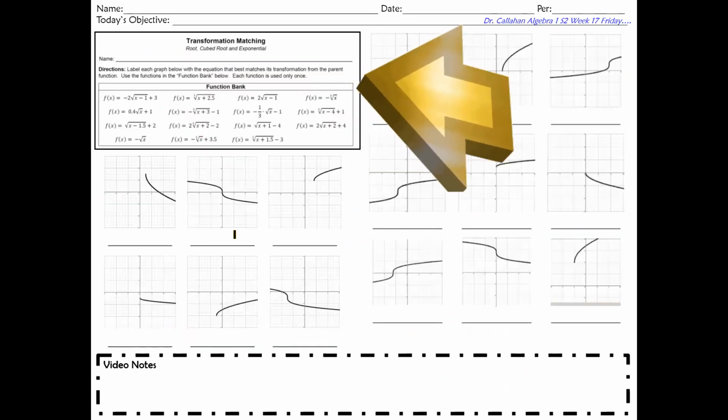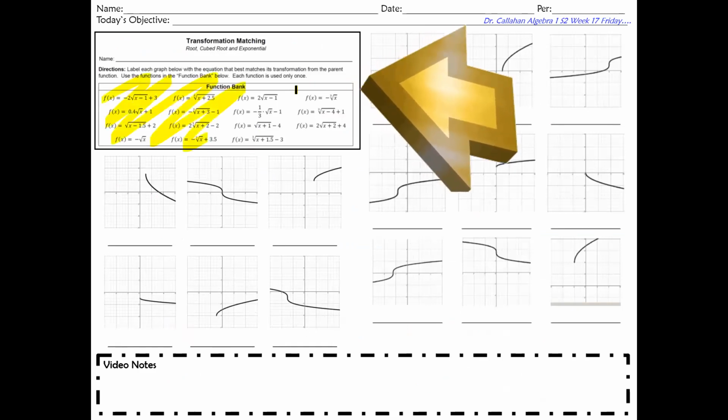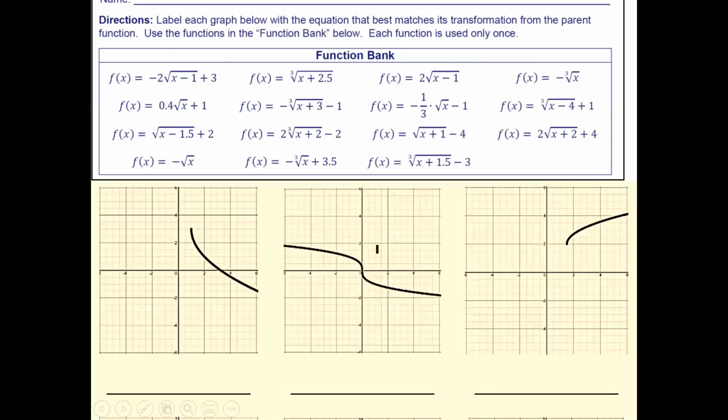All right, your last thing you'll be doing is a little bit of matching when it comes to square roots and cube roots. These are the equations. I want you to match up these equations with the graph below. So let's take a look.